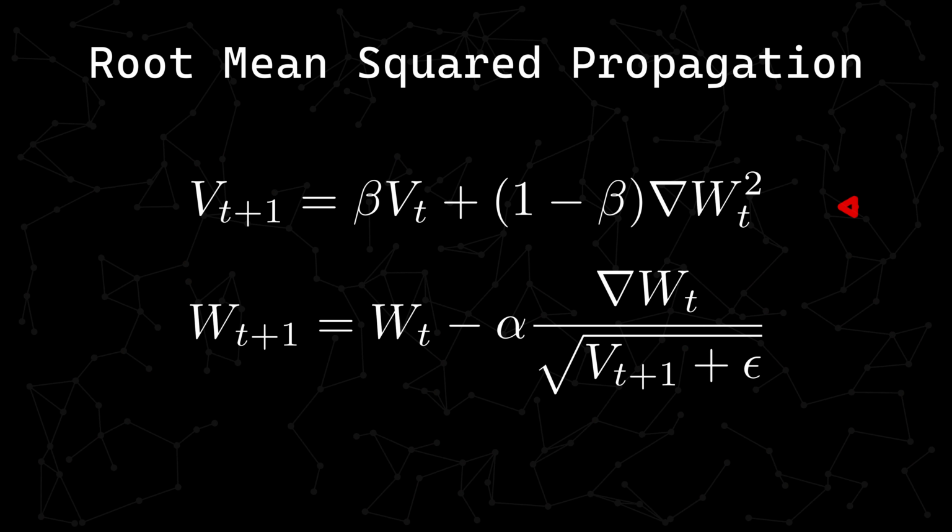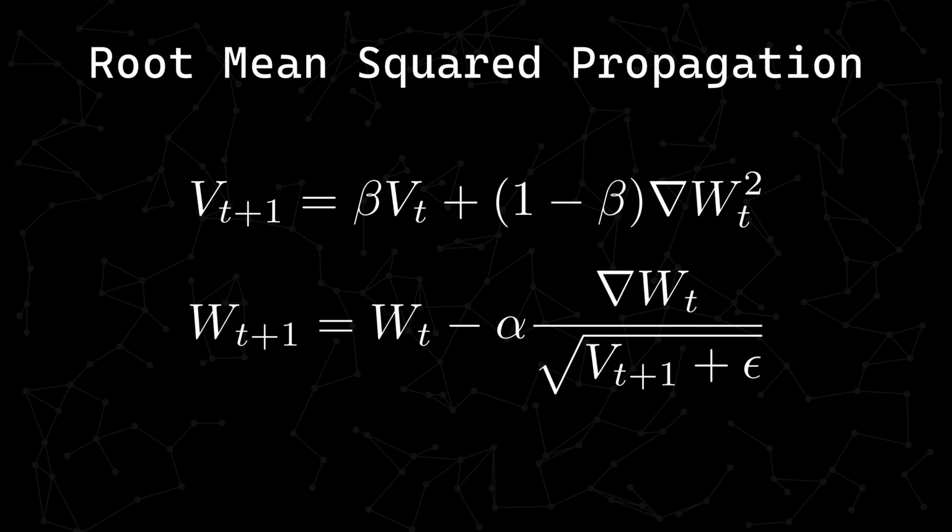RMSprop alleviated this issue by introducing the exponentially weighted average. Another optimizer that was developed independently of RMSprop to address the issue of AdaGrad is named AdaDelta. AdaDelta limits the number of past gradients that are included in the calculation of how to modulate the learning rate. Again, I won't be diving deeper into AdaGrad and AdaDelta in this video, but simply wanted to let you guys know that they exist.